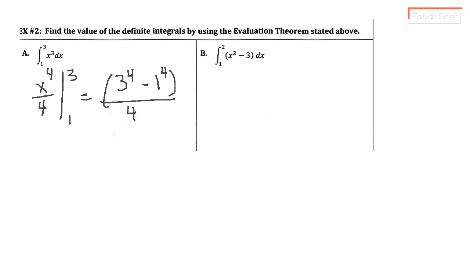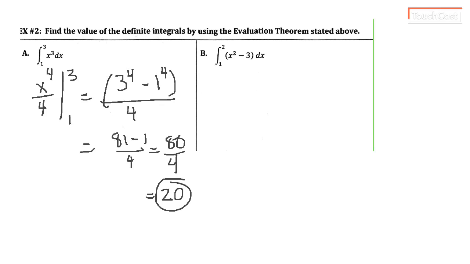So 3 to the 4th, 3 times 3 times 3 times 3, is 81. 1 to the 4th is 1, so we're going to have 81 minus 1 divided by 4, which is 80 divided by 4, which is just going to give us 20. So the area under x cubed from 1 to 3 is going to give us 20.